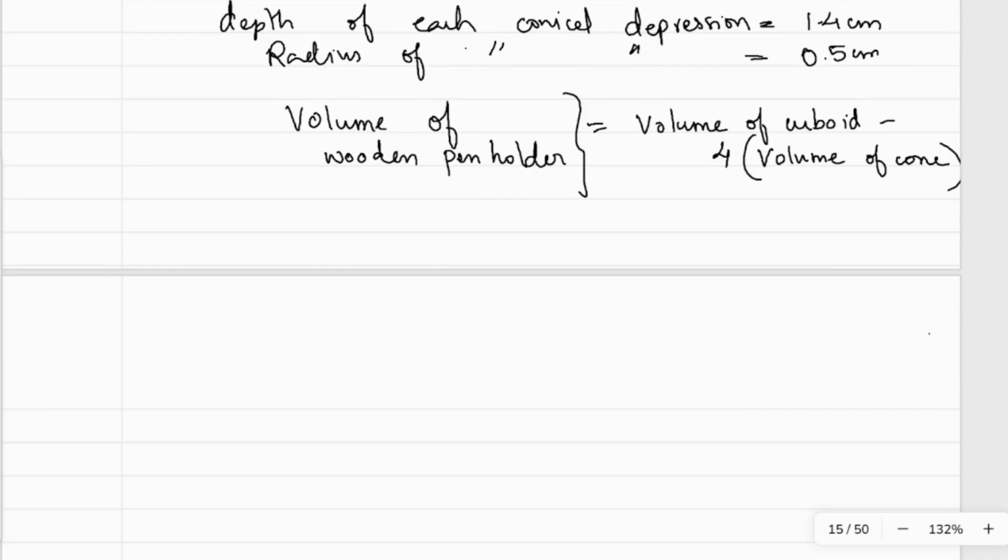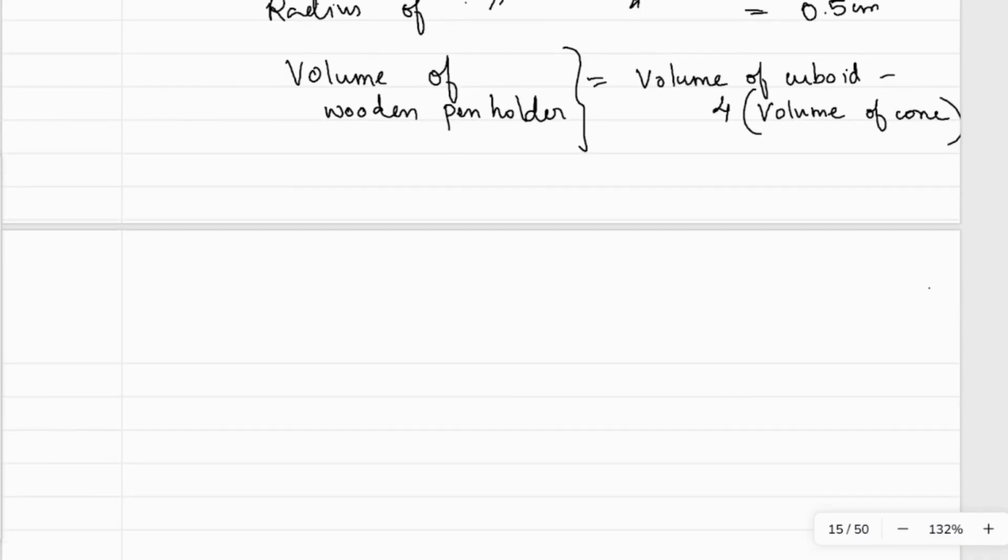So let me first find the volume. If you want, you can do this in 2 methods. First, you can find the volume of the cuboid separately, then find the volume of the cone separately, then multiply it with 4, and from the cuboid's volume reduce the volume of the cones. In that way you can find the value. Otherwise you can do the entire method in a single step. Okay, let me do that in a single step.